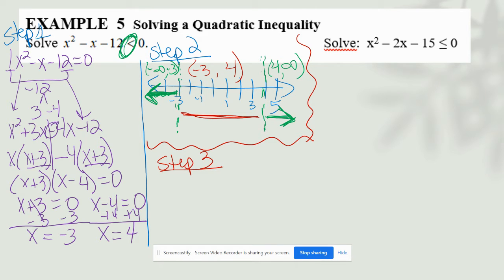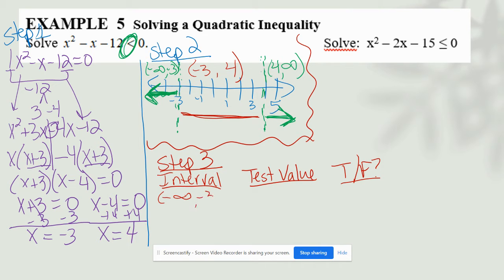Step 3 is testing your intervals. So we have the interval, pick your test value, and then true or false. Our first interval that we listed up on our number line was -infinity to -3. So we can make our test value anything we want between -infinity and -3. Can't be -3 though, because it's not equal to. So let's pick -4.